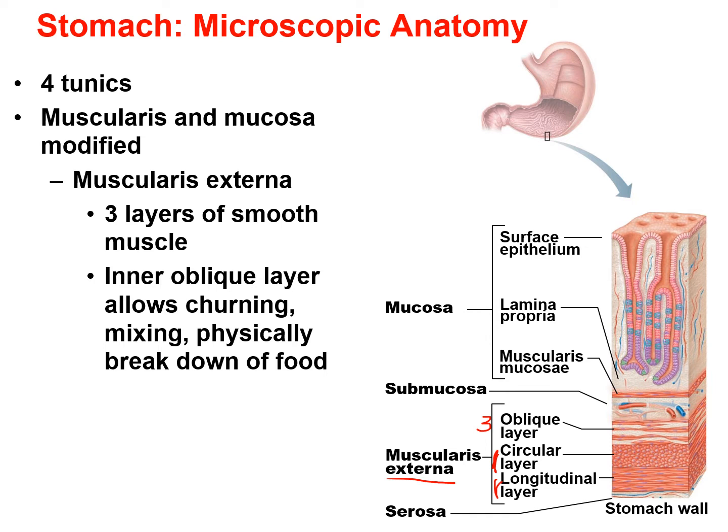The oblique layer is going to allow the stomach to contract and churn to mix food to ensure that food is mechanically broken down. If you go back and look at the figure that we just looked at going over gross anatomy of the stomach, you'll see that they are showing you the different layers of the muscularis externa and that there is a third layer, your oblique layer.